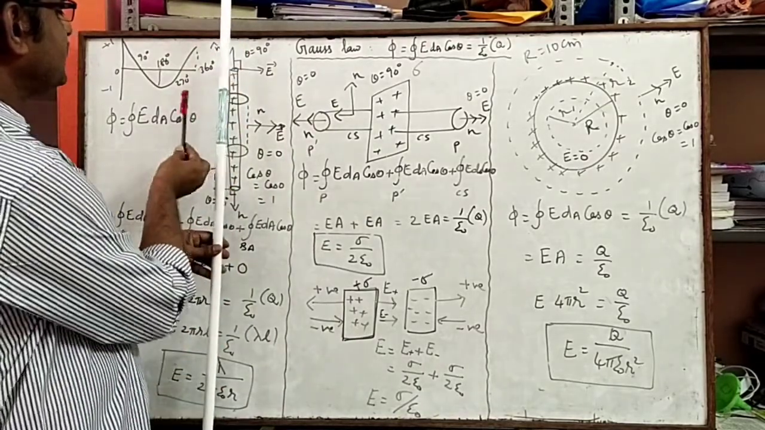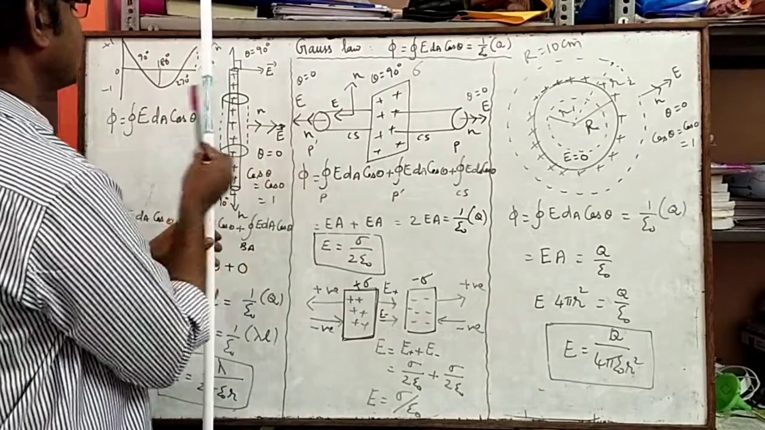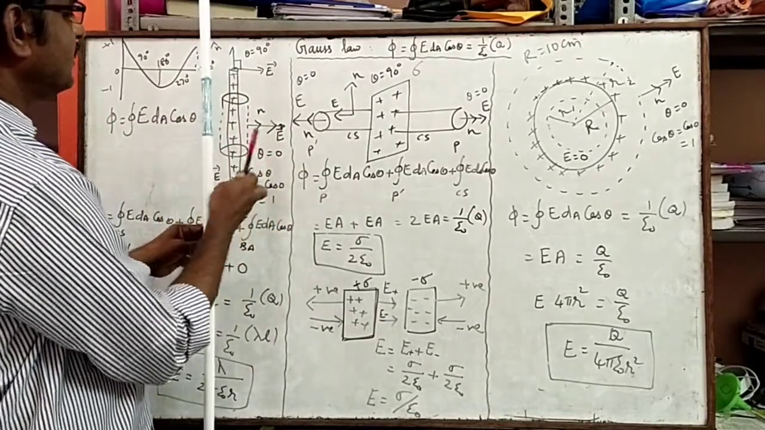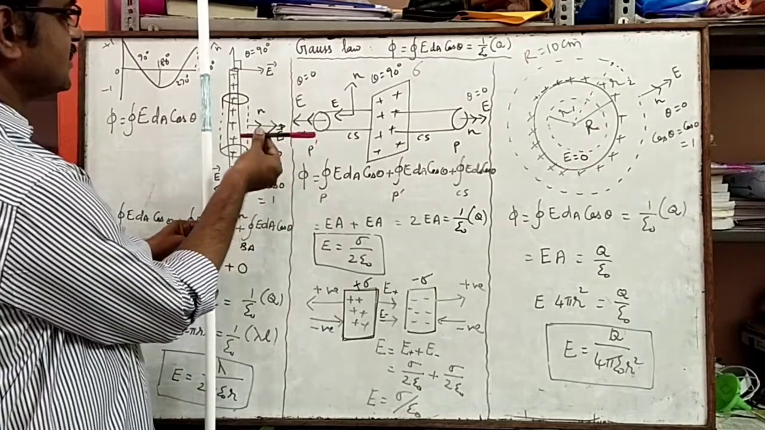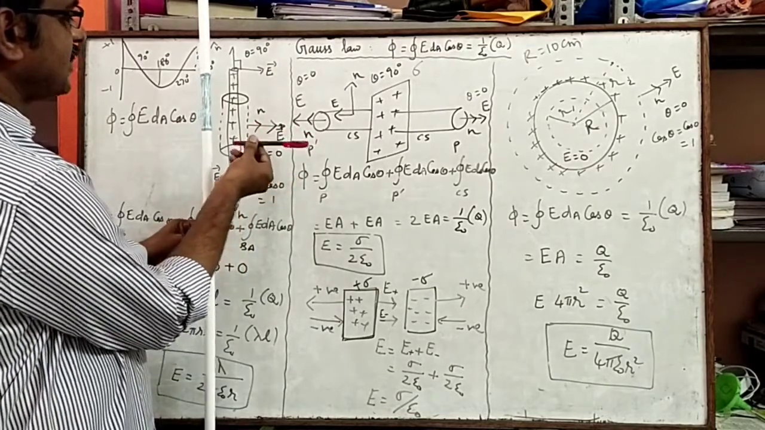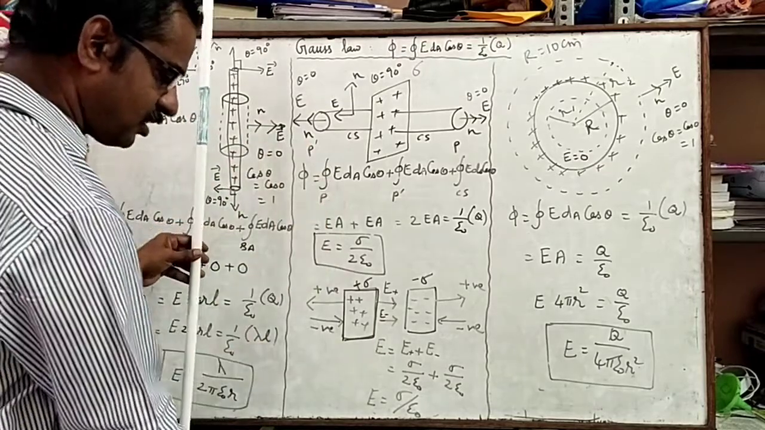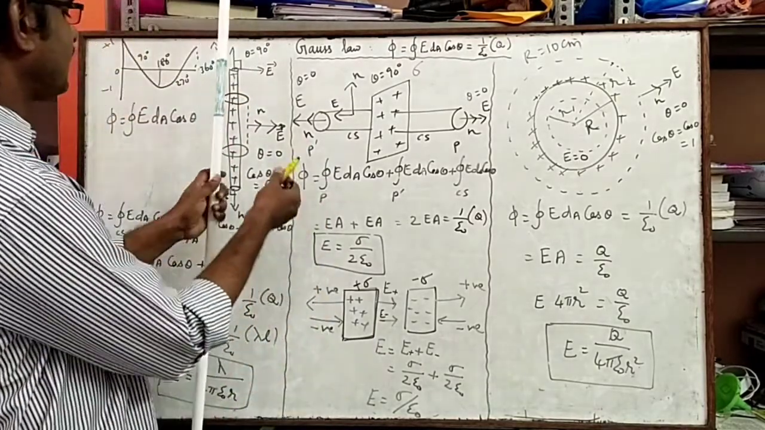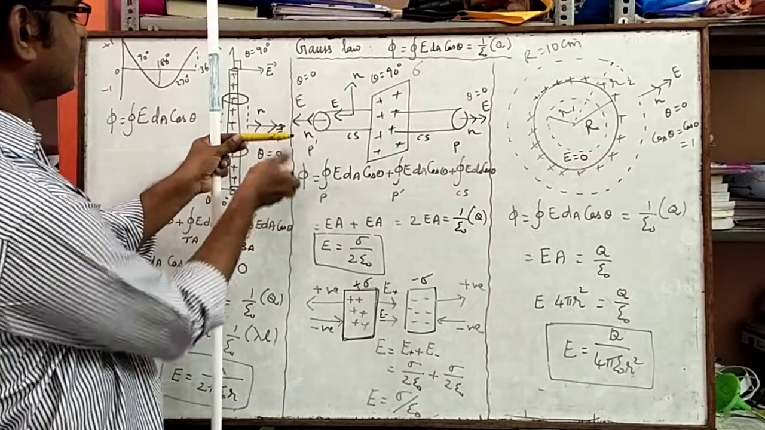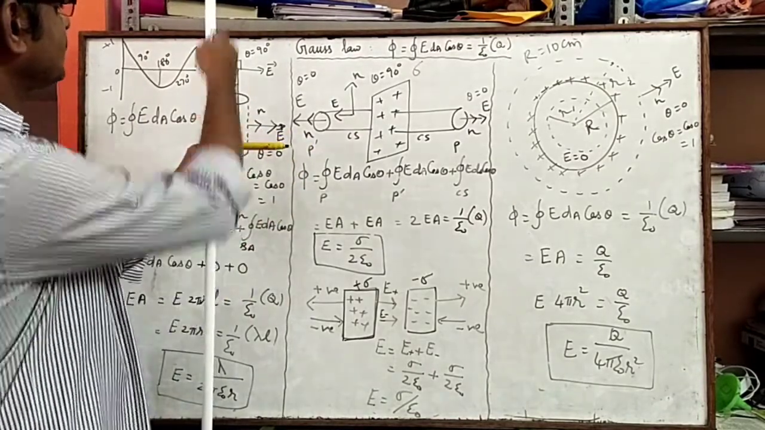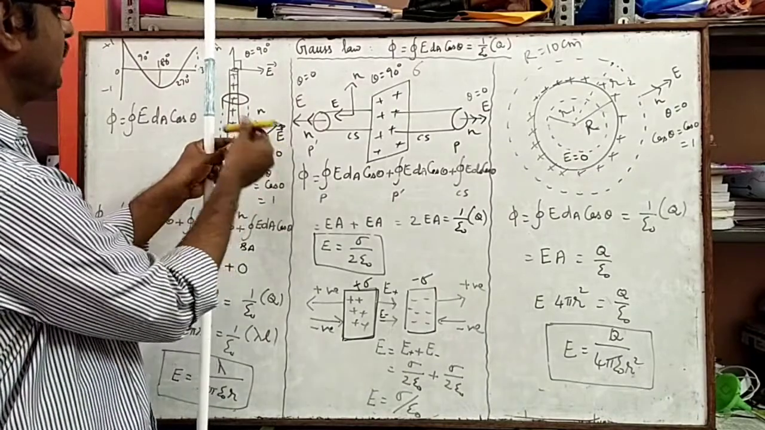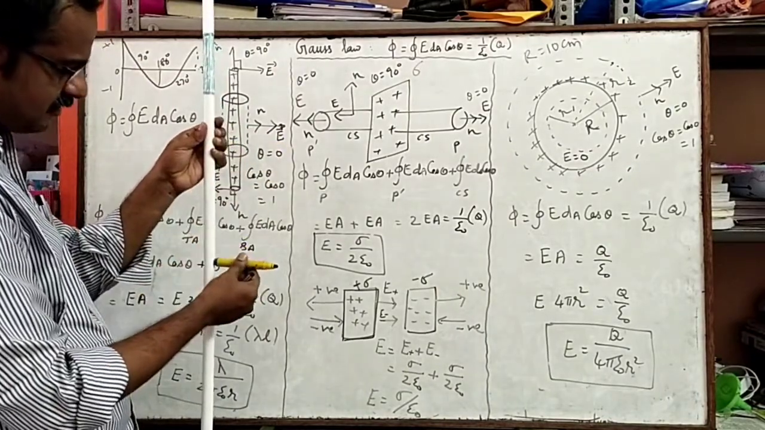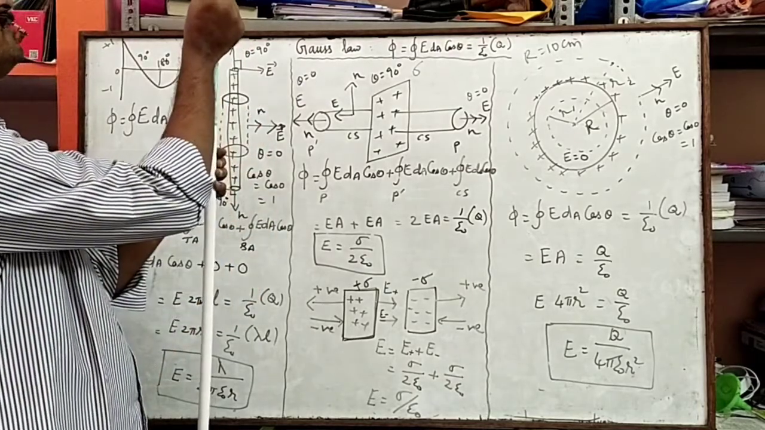Okay, we imagine a Gaussian surface in the shape of a cylinder. If you imagine a Gaussian surface, then the electric field will be acting in this direction. Normal will also act in the same direction. Electric field and normal both will be acting in the same direction. This being positively charged, at this point, electric field will be in this direction, at this point also, and at this point also.